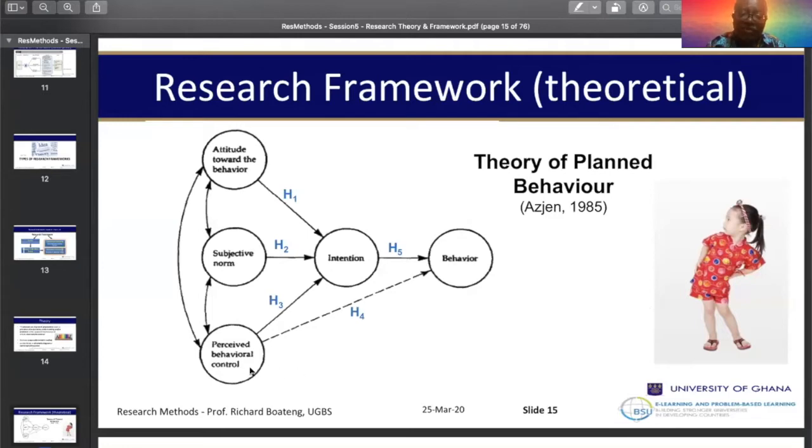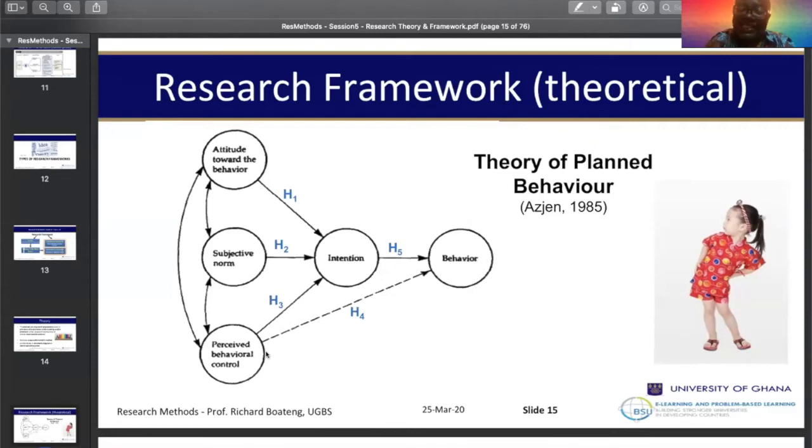So that is why you see behavioral control as an arrow coming to behavior itself. Even though intention can be influenced by your income, your ability to actually perform and sustain the behavior is also influenced by your behavioral control. This is what Ajzen is saying.